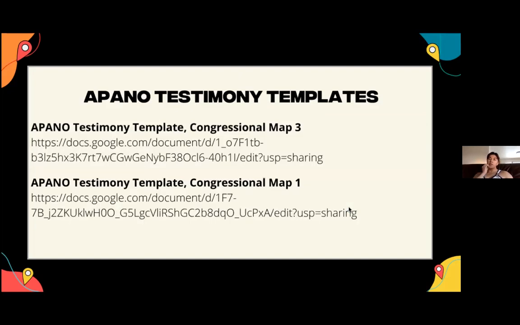We also have testimony templates for the different congressional districts. So all hearings, even the Secretary of State hearings, will be held in different congressional districts. Currently, we only have 5 congressional districts, but they will be adding a 6th one after the reapportionment plan is effective. And we have drafted 4 templates for congressional district 1, 3, 4, and 5.